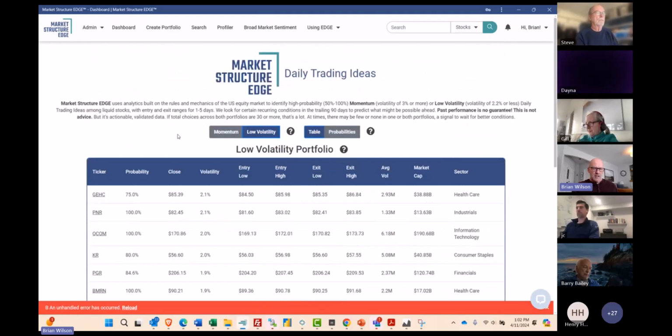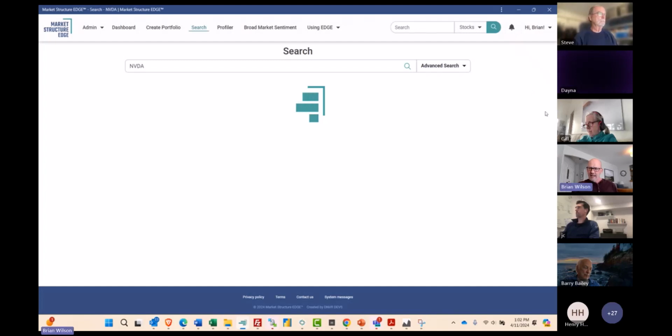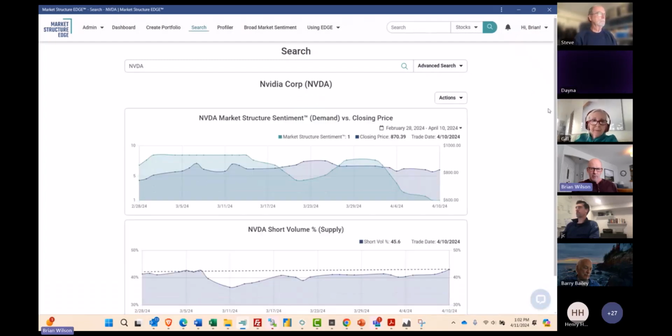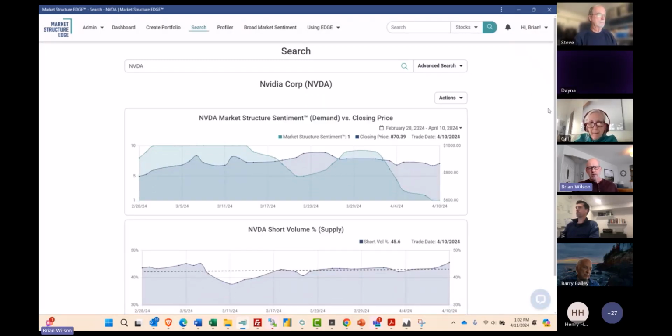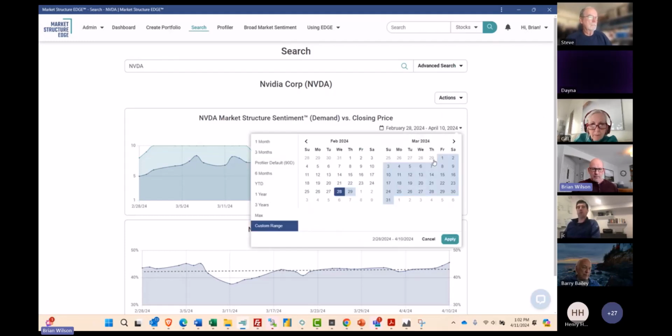The last part of it is you are looking for divergence. And let me share an example here in NVIDIA recently. Obviously, NVIDIA's been on fire, and it had a 10% retracement. So what you're generally looking for when you're going long is what we call divergence. And let me take this back a little bit further.